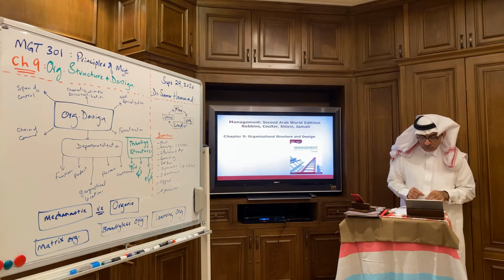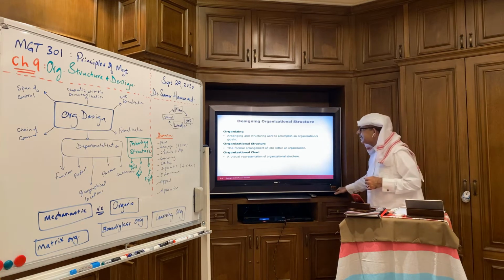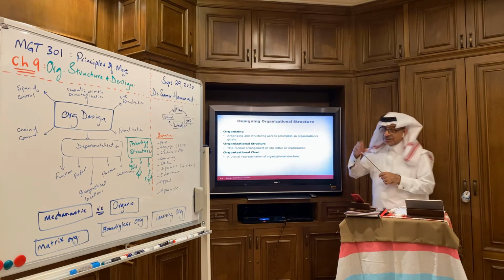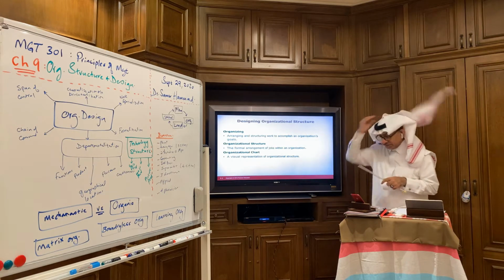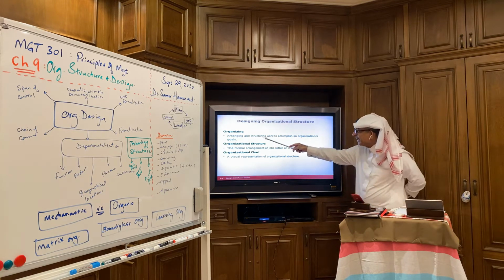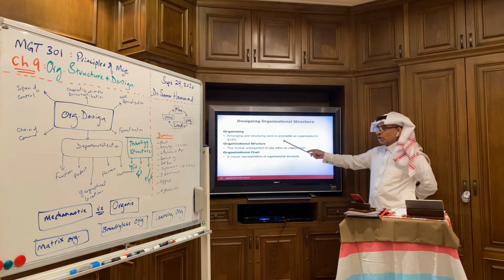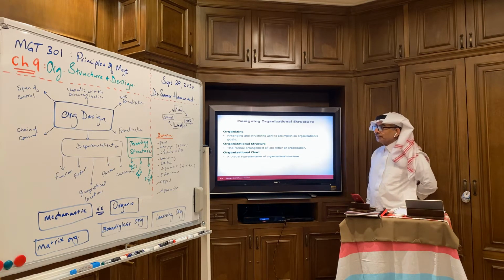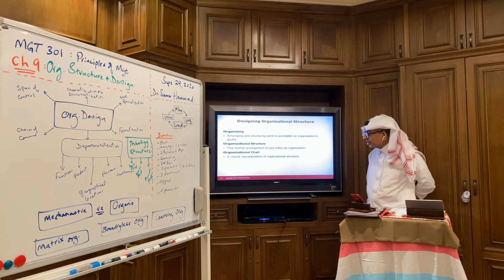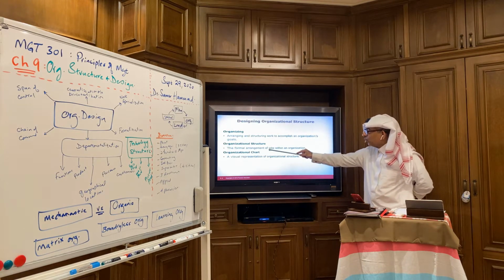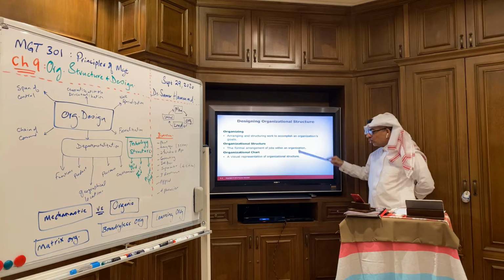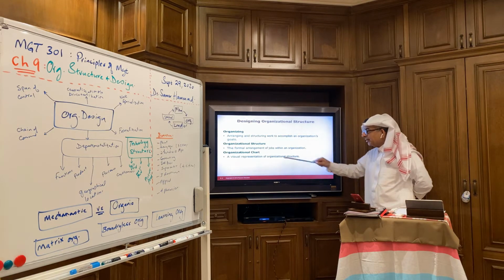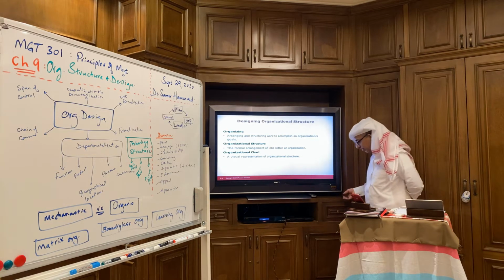Okay, and what do you mean by organizing? Organizing refers to arranging and structuring work to accomplish an organization's goals. Organizational structure, on the other hand, is a formal arrangement of jobs within the organization. An organization chart is a visual representation of organizational structure.